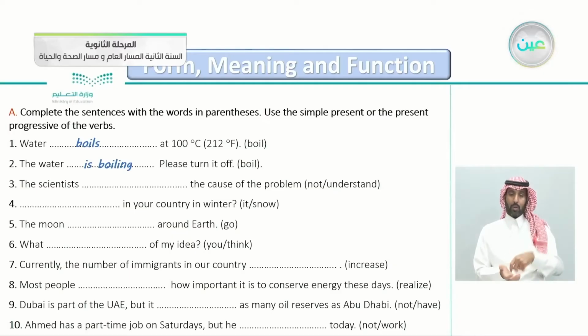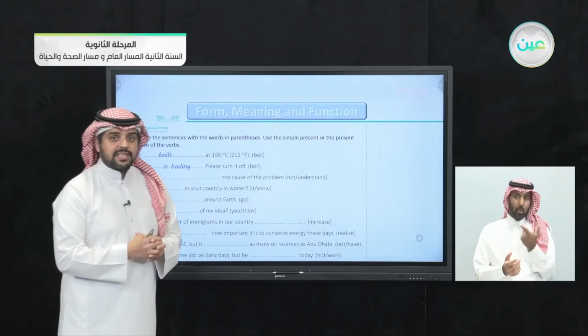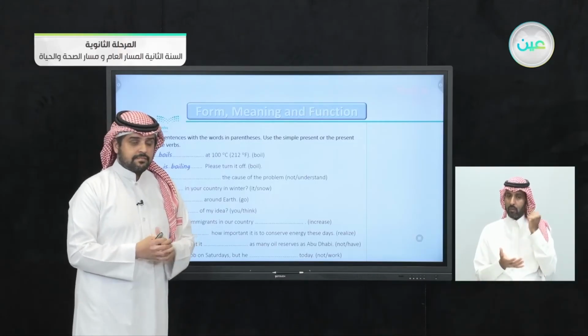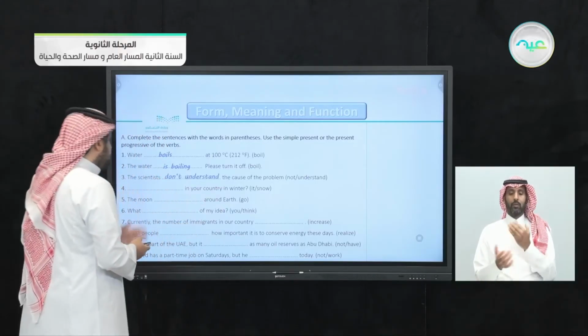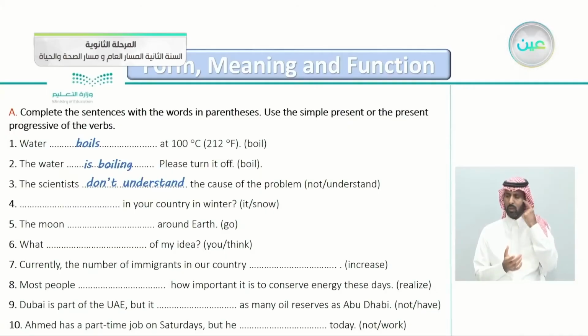Number three, the scientists, the cause of the problem. And the verb here is understand, with the negative. So what's the answer here? Let's check the correct answer. The scientists don't understand the cause of the problem.